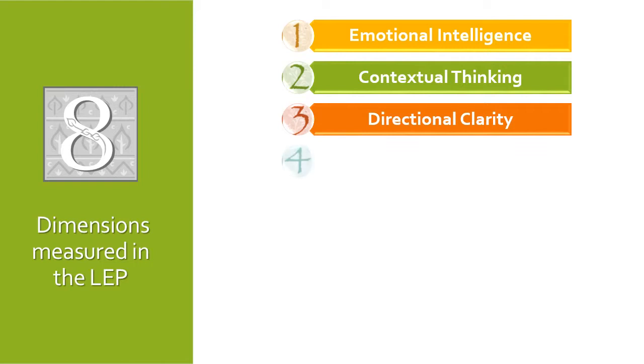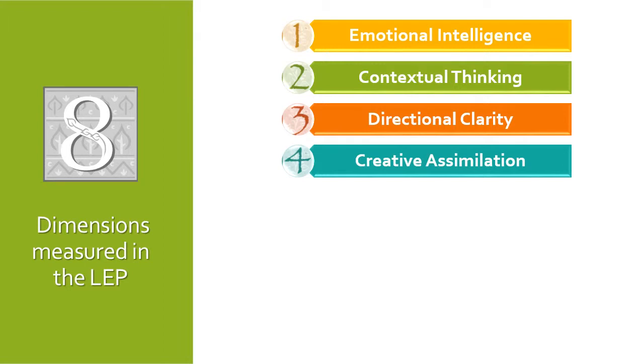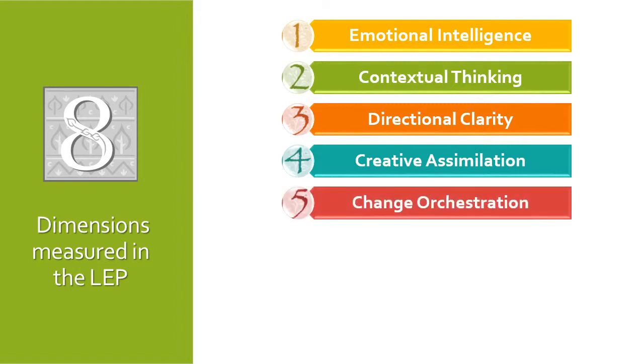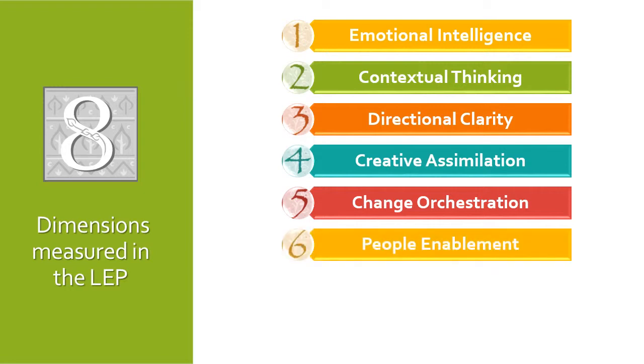Next is creative assimilation. How well does the individual creatively draw together disparate information to arrive at robust and clear decisions or courses of action? Next is change orchestration. How well does the individual anticipate and plan for future change and manage themselves and others well to handle it? Next is people enablement, which is the extent to which an individual trusts, coaches, and guides people to influence and control their own destiny through their own efforts.